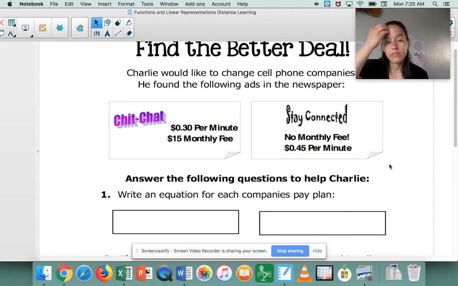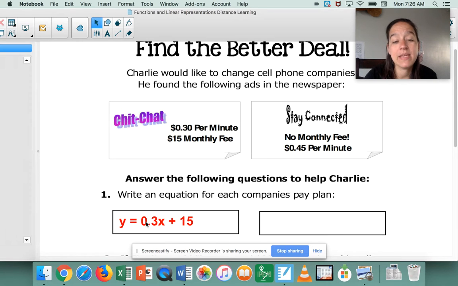Okay, so if this was a monthly bill, I'm going to look and I'm going to say, Chit Chat costs me 30 cents per minute. That's my rate of change, because it says 30 cents per minute. That means 30 cents every minute. And a $15 monthly fee. That means automatically I'm starting at $15, right? No matter what. So that means that my M should be 30 cents per minute and my B is 15.